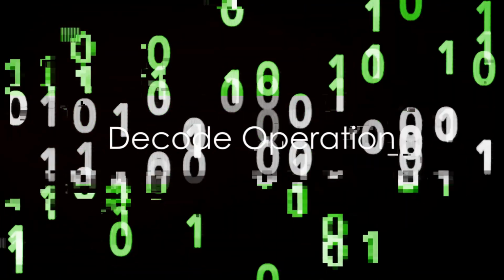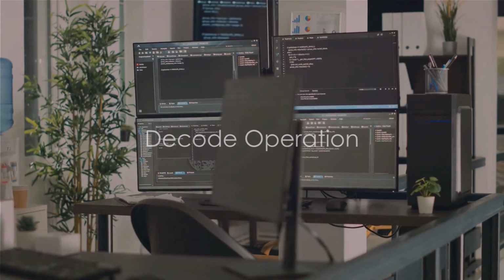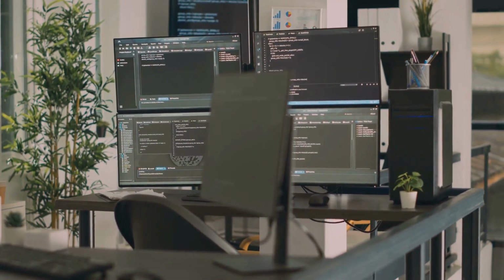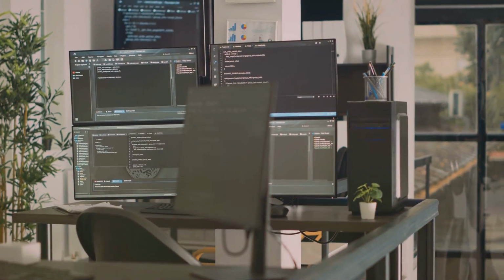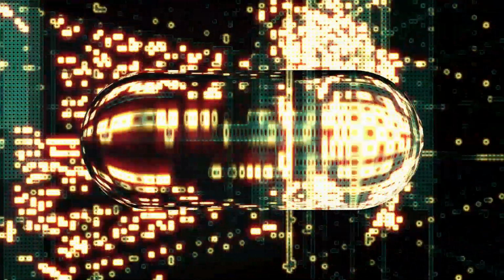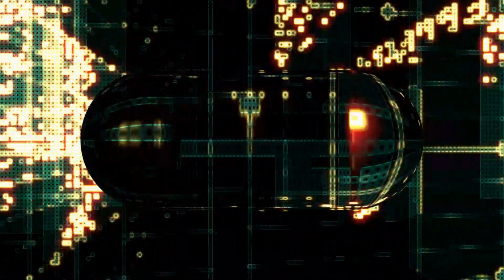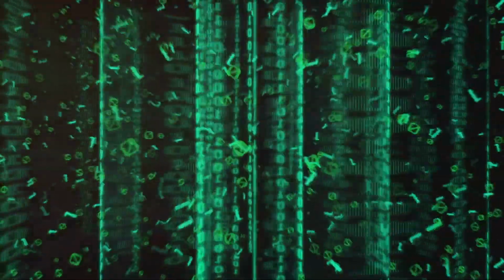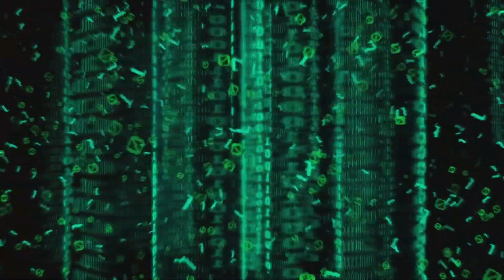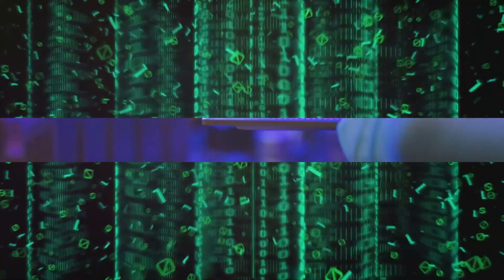Next comes the decode operation. In this stage, the control unit acts as a translator, interpreting the fetched instruction. It determines what the instruction means and how it will execute it. It is the moment when the control unit deciphers the encoded message in binary format.